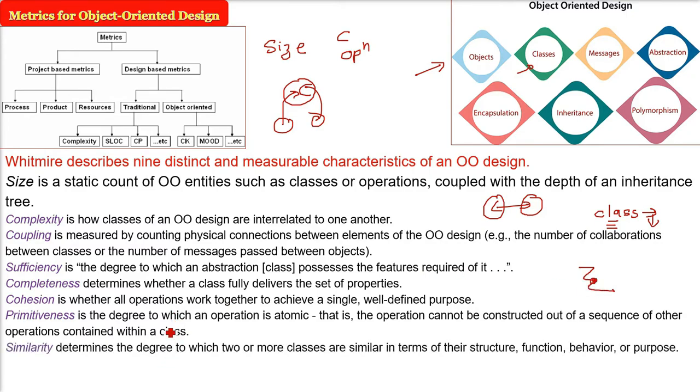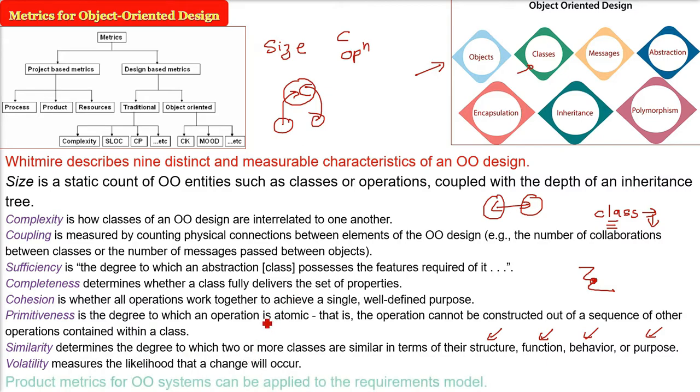Similarity will determine the degree to which two or more classes are similar in terms of their structure, function, behavior, and purpose. This is similarity. Volatility measures the likelihood that a change or a modification will occur. So all these are measurable characteristics, and the product metrics for the object-oriented system can be applied to the requirement model also. So these are certain ways to understand the object-oriented design.